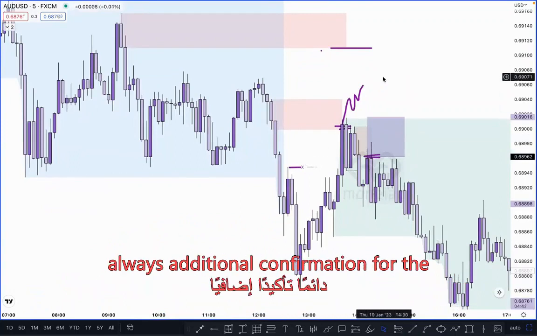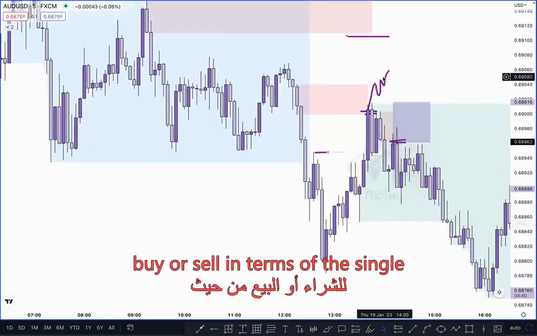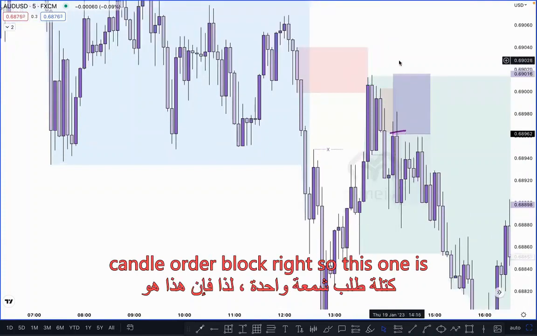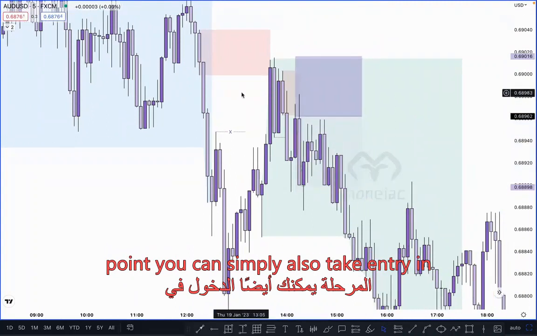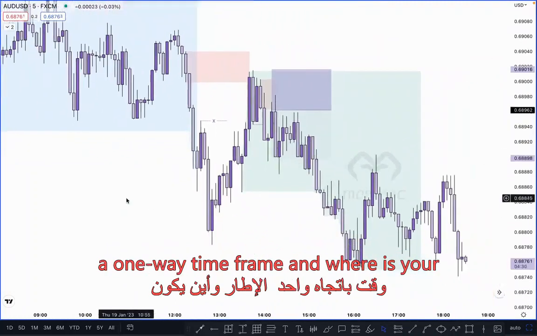Okay, so you always have to take additional confirmation for the buy or sell in terms of the single candle order block, right? So this one is our single candle order block, and at this point you can simply also take entry in a 1-minute time frame. And where is your target?